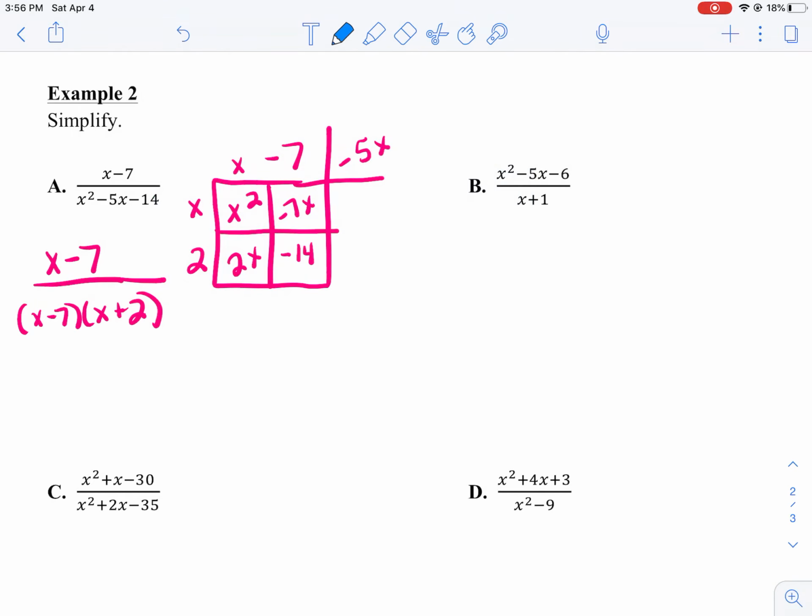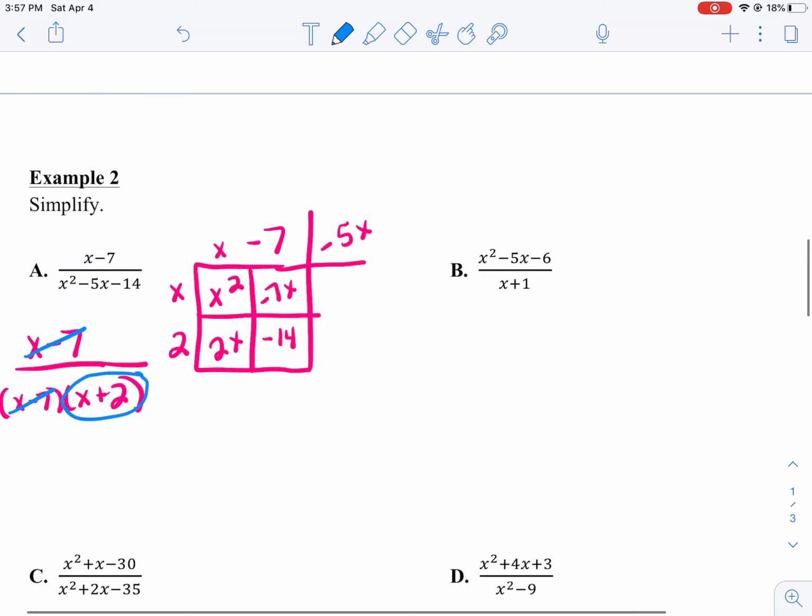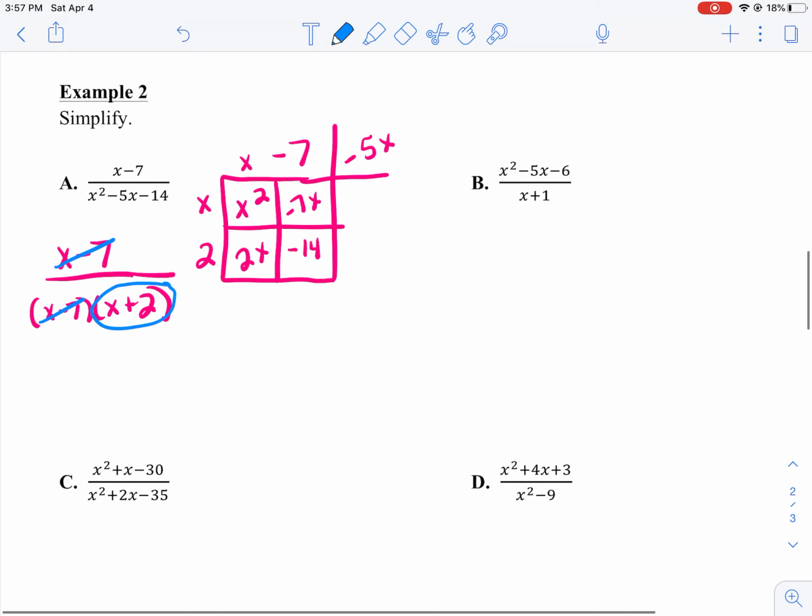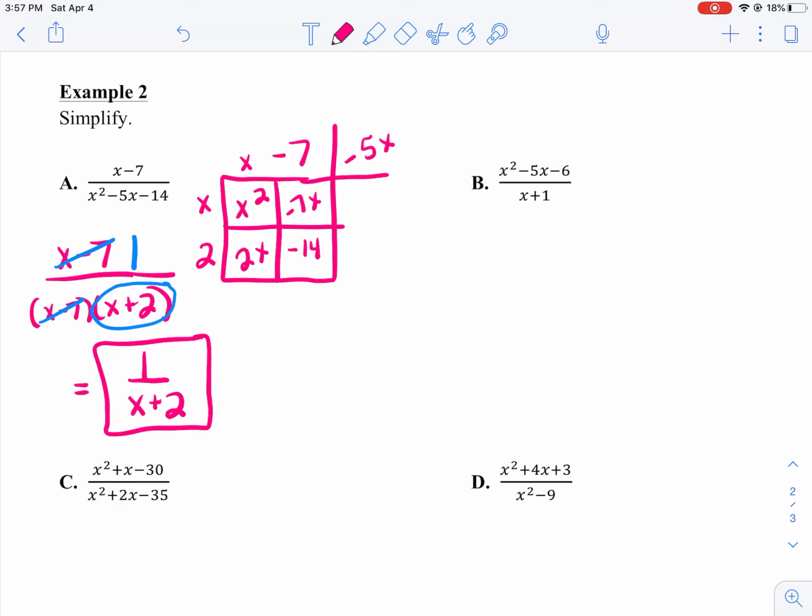Okay, and our goal is to write everything in factored form so that we can see common factors. Now, one thing to be careful of here, we're going to cross out the x minus 7s. The leftover x plus 2 is in the denominator. So remember, when you cross out that x minus 7 over x minus 7, it's because it equals 1. And so if that leftover started in the denominator, it's got to stay in the denominator. And so the answer is 1 over x plus 2.